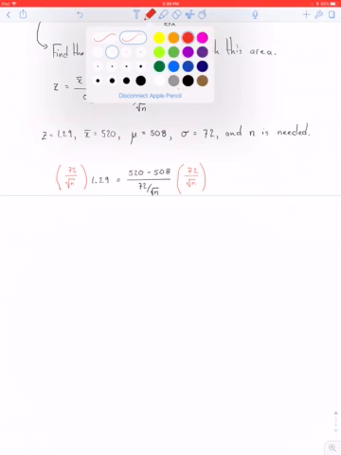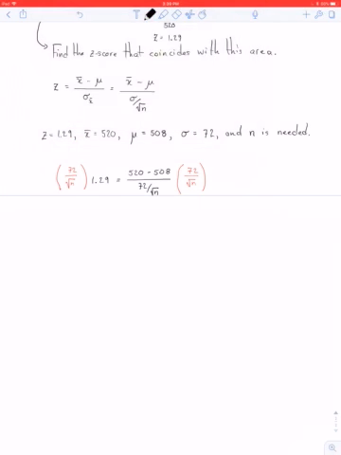Okay, now let's see if we clean up. We have 72 times 1.29 divided by the square root of n equals, well, 520 minus 508 is 12. And notice that this fraction and this fraction are going to cancel, so now I'm left with a 12. Okay. Now again, we can do the same thing. Let's multiply both sides by the square root of n. If I multiply the left side, then this will cancel on the left, but I have to do the same thing over here.